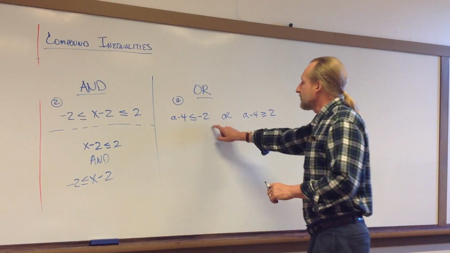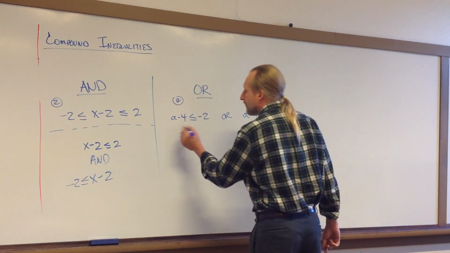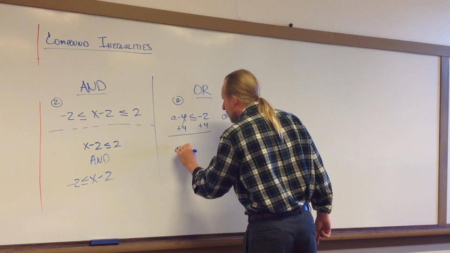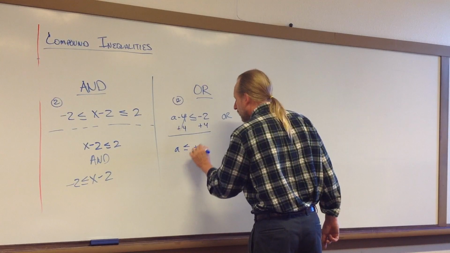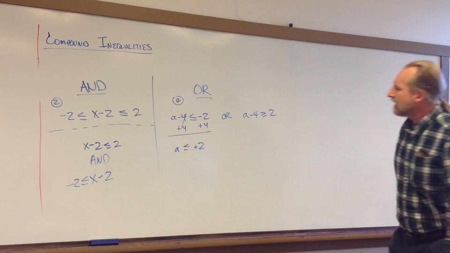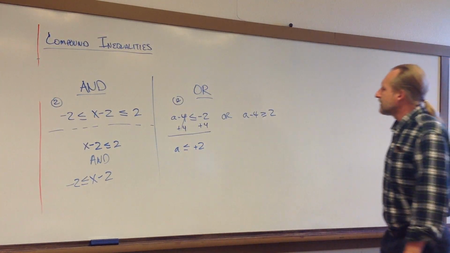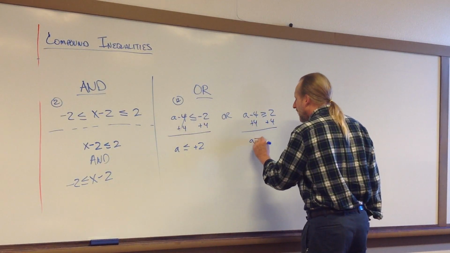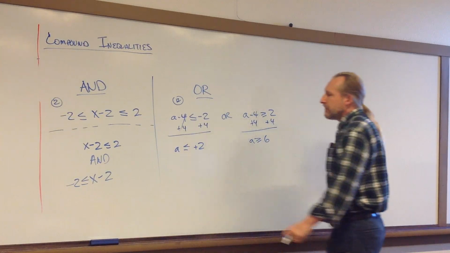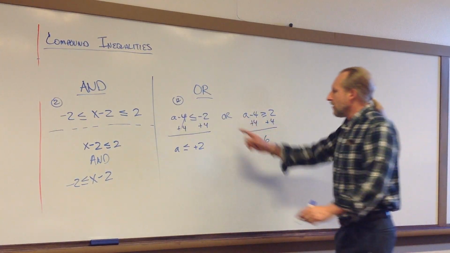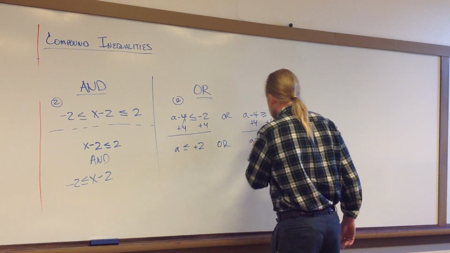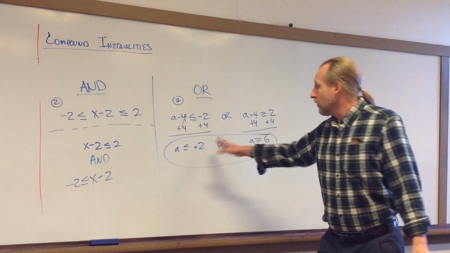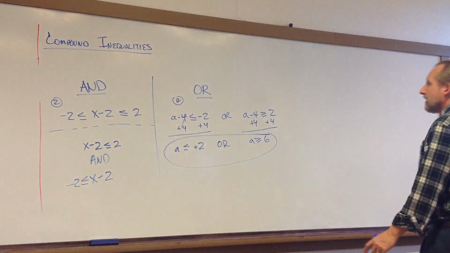First, we'll solve number 12. So first thing we want to do is solve this just like a regular inequality. We get a less than or equal to +2, and over here, a greater than or equal to 6. And the or statement is important. Okay, so there's our answer, a less than or equal to 2, or a greater than or equal to 6.